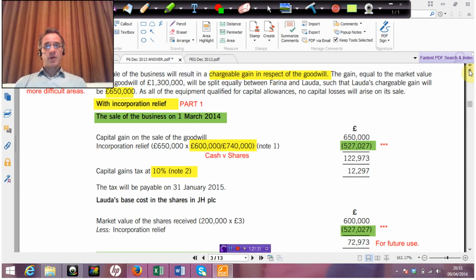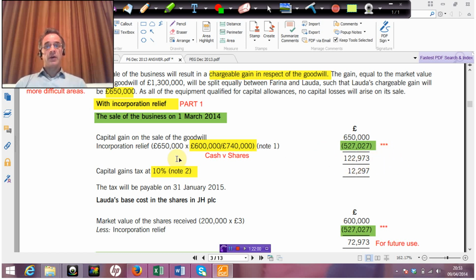So with the incorporation relief claim, now you remember what I said, incorporation relief is available for, let's say, a sole trader where they simply incorporate a business, but it's also available where a business is being bought out as a going concern, as in this case. Okay, so we know that the gain on the sale of the assets is 650,000. We could have had two or three other chargeable assets here. We would have just totaled the gains.